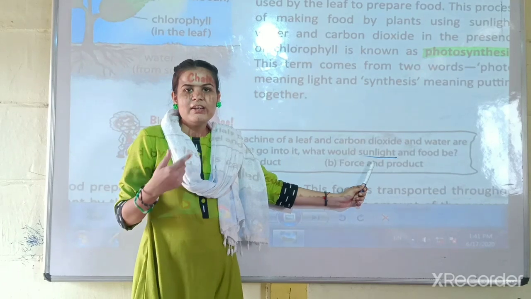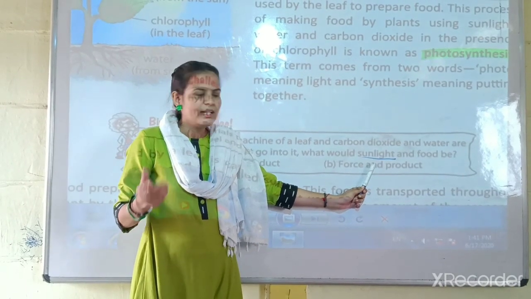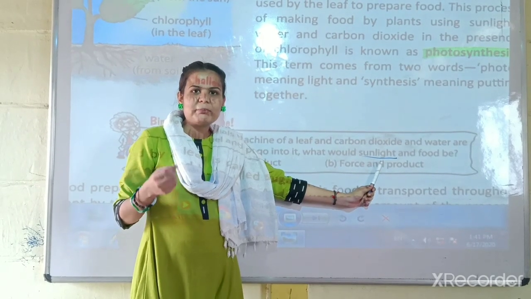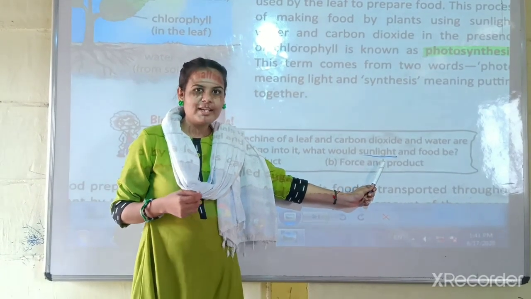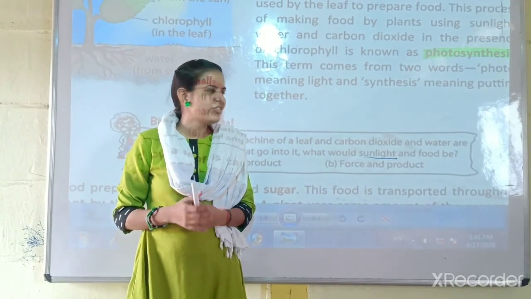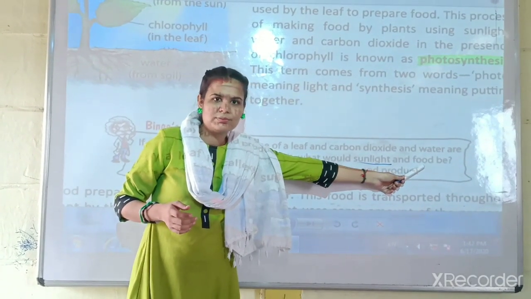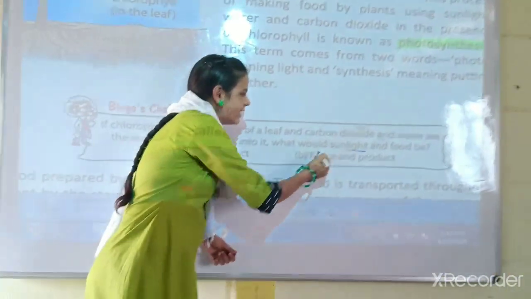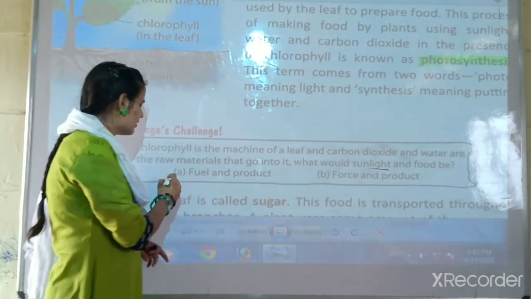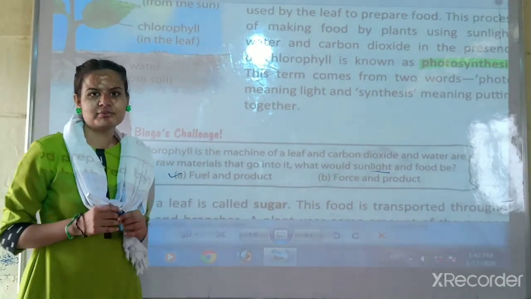Okay, if electricity gets to the mixer, it will run. In the same way, when the plant receives sunlight, at that time the plant will start making its food. Okay, so after grinding all these things, you will get your milkshake, that is food. That means sunlight is fuel and food is product. It means our answer is A.